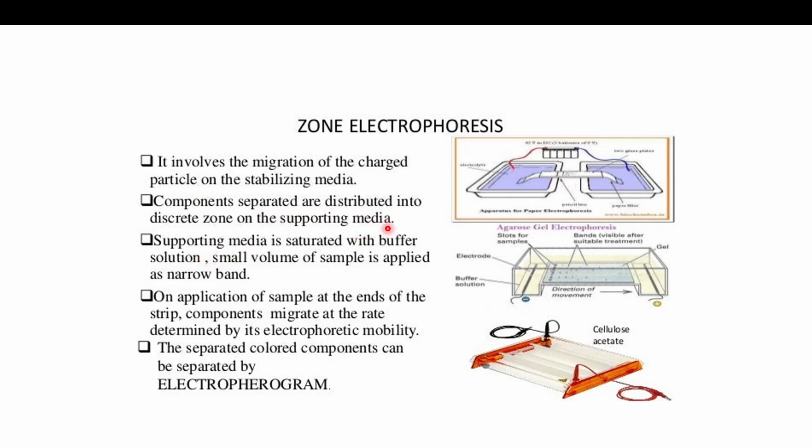The supporting media is saturated with buffer solution, and a small volume of sample is applied as a narrow band. On application of the sample at the ends of the strip here, components migrate at the rate determined by the electrophoretic mobility, and the separated colored components can be visualized by electropherogram.